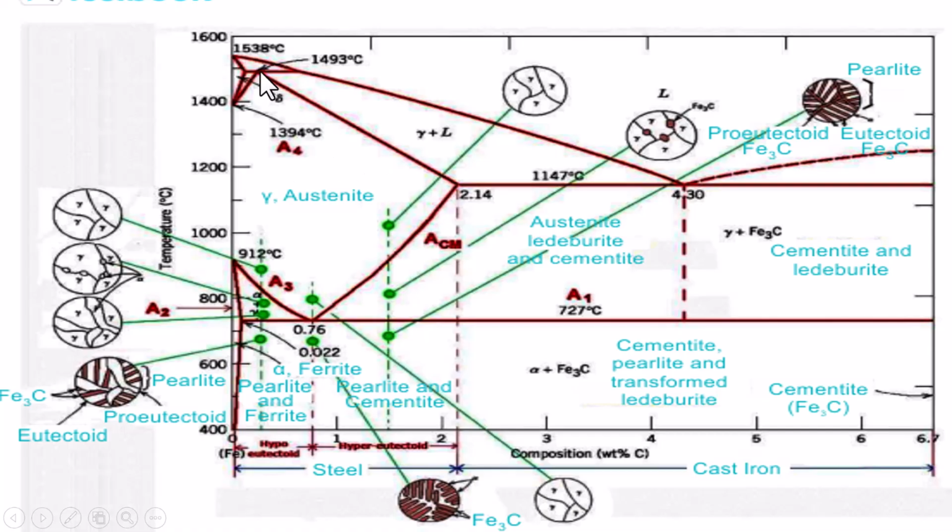This point is called the peritectic point: liquid and solid, under cooling, become a solid. This is austenite, gamma iron. So this is liquid, and this becomes the gamma plus liquid, austenite plus liquid region. And this point, where a solid is transformed into two other solids, is called the eutectoid point.